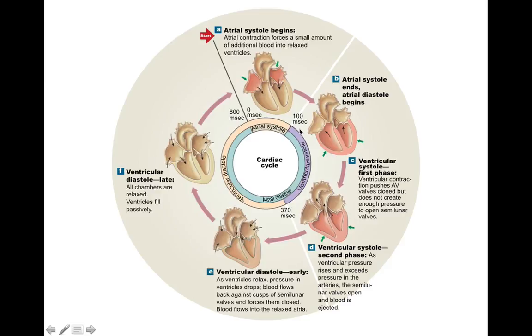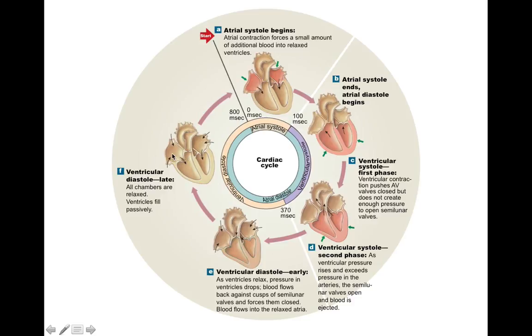So just picking a starting point, let's start with ventricular filling, which occurs during late ventricular diastole. What we find here is that the atria are filling up with blood from their venous return, right? So you have the systemic veins draining into the right atrium, pulmonary veins draining into the left atrium.